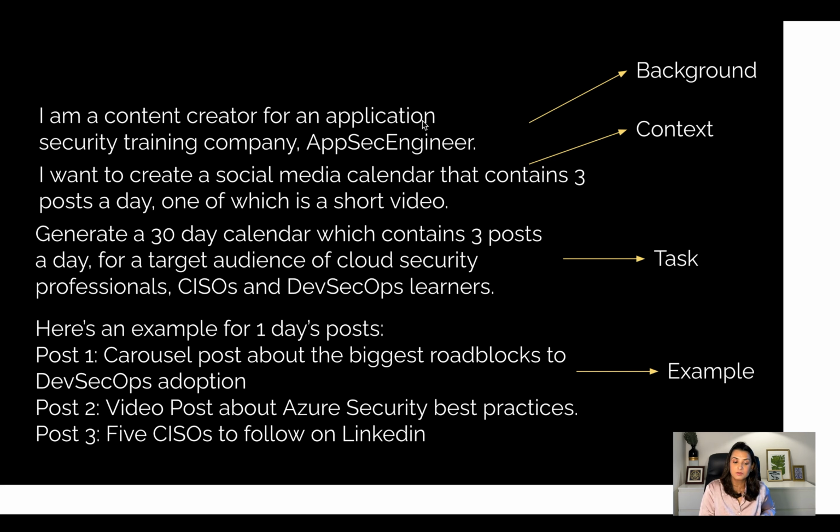I am a content creator for an application security company, AppSec Engineer. And then the context is I want to create a social media calendar that contains 3 posts a day, one of which is a short video. So this is part of a larger project that I'm working on. So I've set the context for what project it will be and what the goal of the project is. I have also given a very clear task that says generate a 30-day calendar. And then your example is here's an example of 1 day's post. So for a single day, I want 3 posts to go out. And I have given an example of what I would be happy with as an output for 1 day.